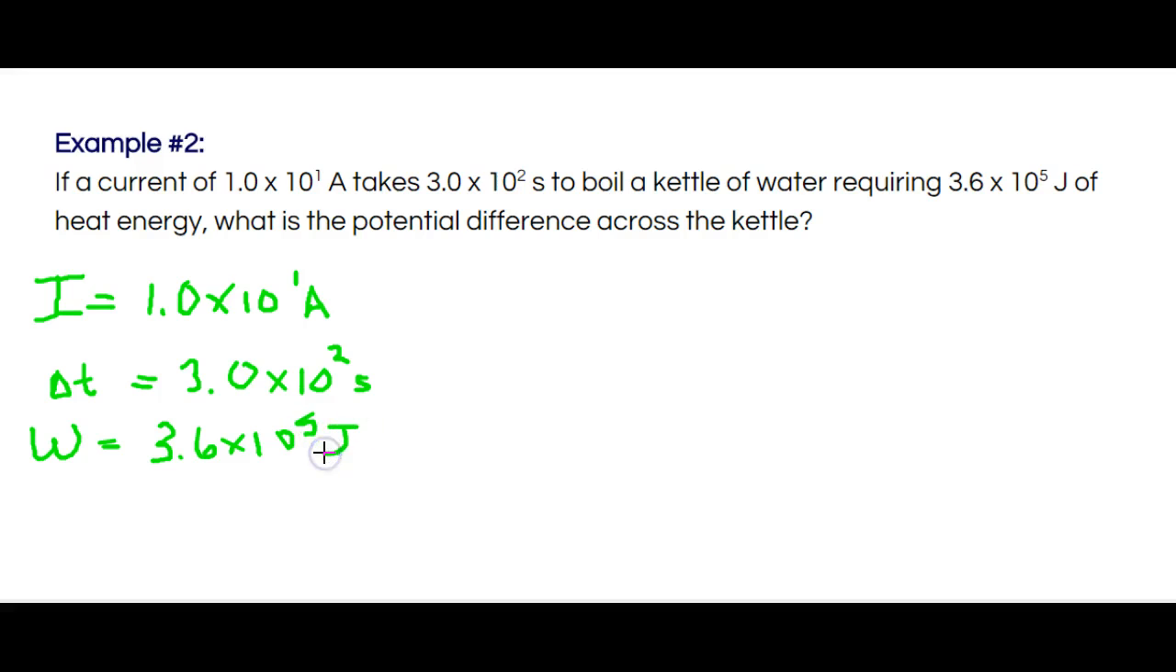And so what am I asked to find? I'm asked to find the potential difference. So potential difference, aka voltage, has the symbol V in our formula. So that is what I'm required to find for this problem. All right, take a few minutes now that we've assessed some of the givens here about how to solve this question. Give it a whirl on your own.